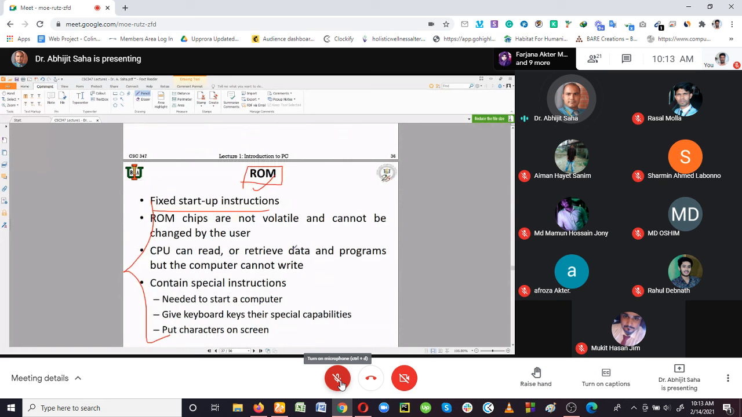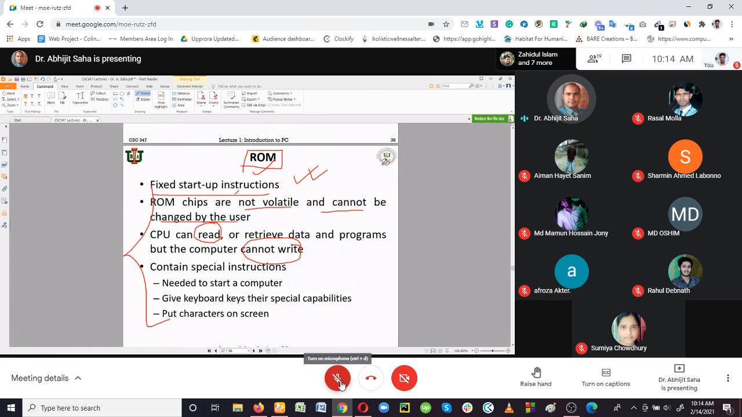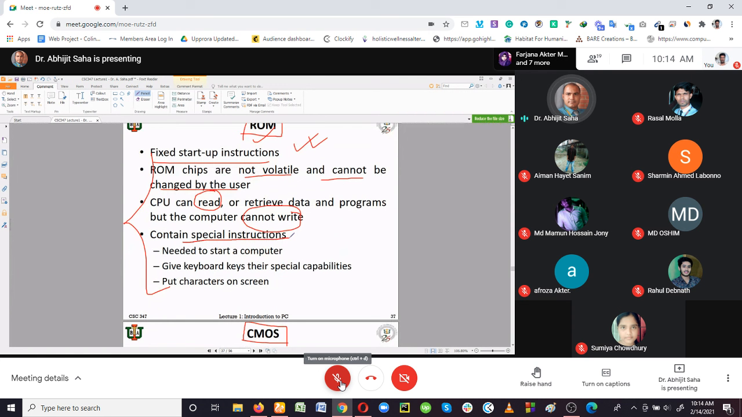You know that RAM is volatile memory, right? RAM is capable of both read and write. ROM is non-volatile and cannot be changed by the user. What does it mean? It means the information can be read, but cannot be written. So that is the difference between RAM and ROM. RAM holds the active data, but ROM is for the special instructions. So these are the purposes we need the ROM instructions. That is the difference.